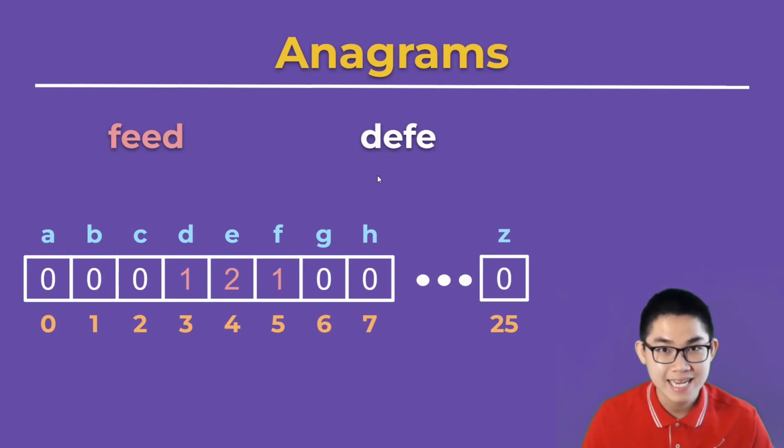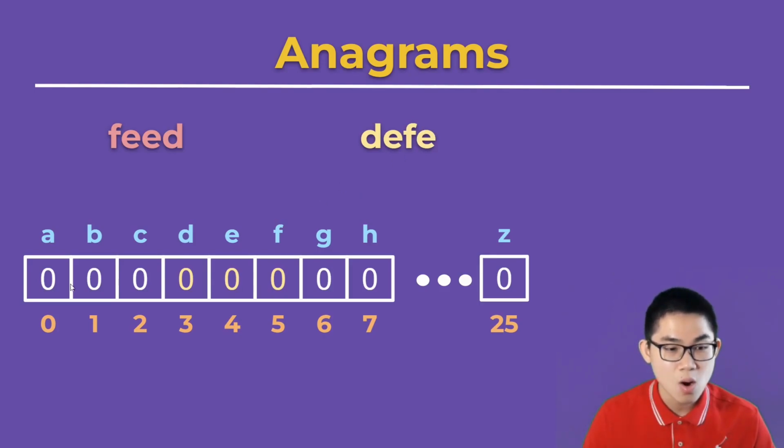Now we go through the second word. Starting with D, D is at index 3, so we decrement, we minus now, so this becomes 0. How about E? 2 becomes 1 here. For F, 1 becomes 0, and for E, 1 becomes 0. You can see that all the numbers in the array are zeros, and this indicates that both of these words are anagrams.